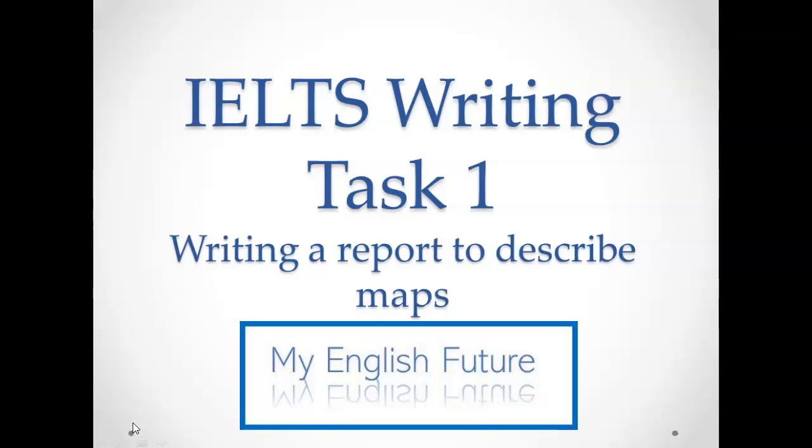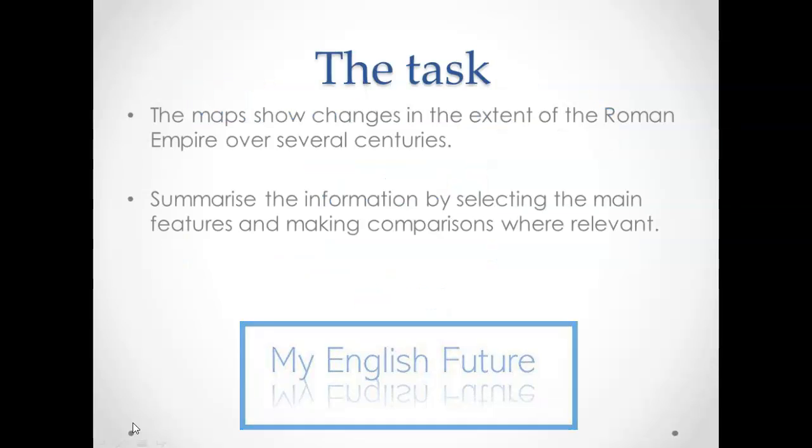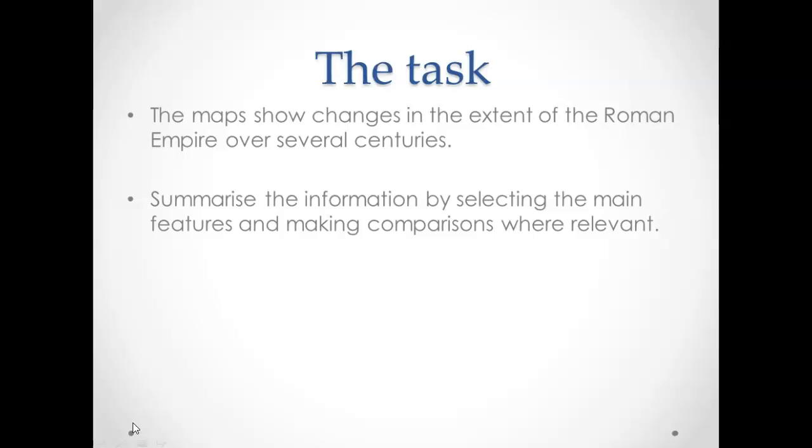Today, of course, it's IELTS help. Task 1, how to write a report to describe changes and differences in maps. Here is the task. The maps show changes in the extent of the Roman Empire over several centuries. Summarize the information by selecting the main features and making comparisons where relevant.